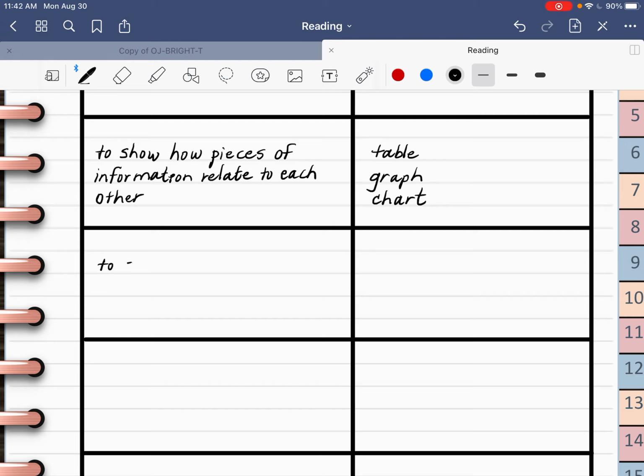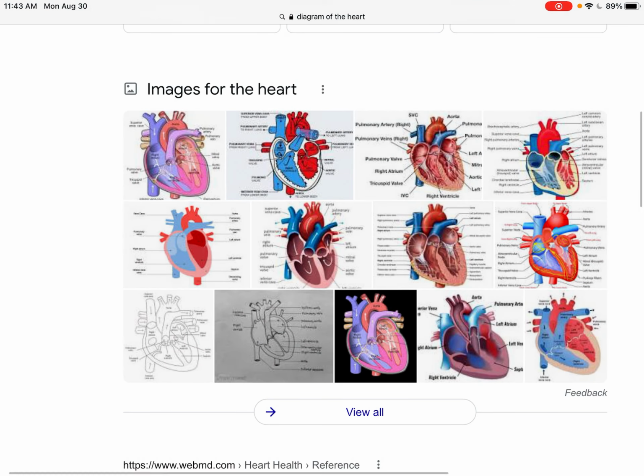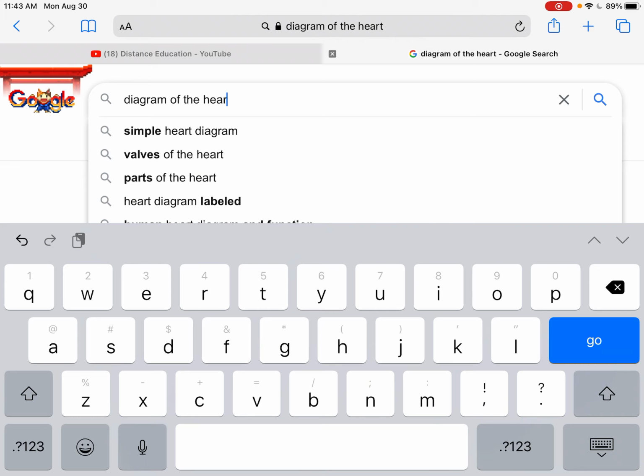To show how a process works, an author could use a sequence line or a timeline. It's the same thing. And we've seen several examples of these. There's an example on page 19. And he or she could also use a flow chart. And I'll show you what a flow chart looks like in case you don't know what that means. Again, I'm going to Google. I'm just going to Google flow chart.